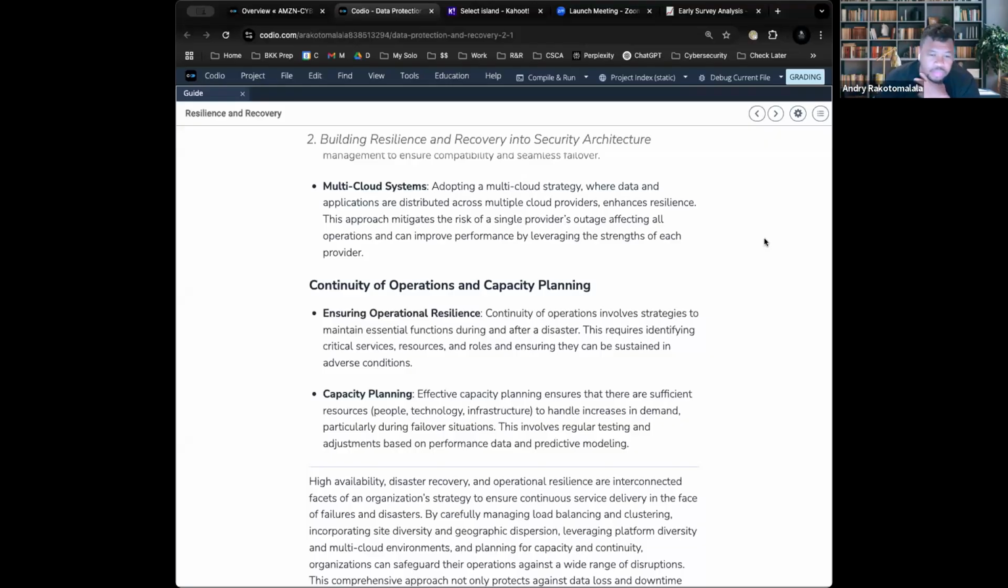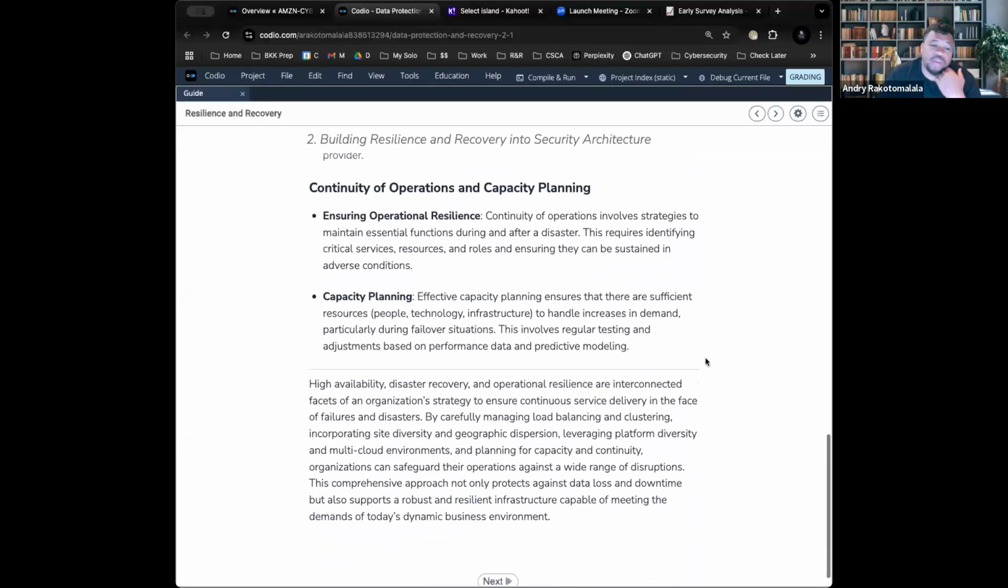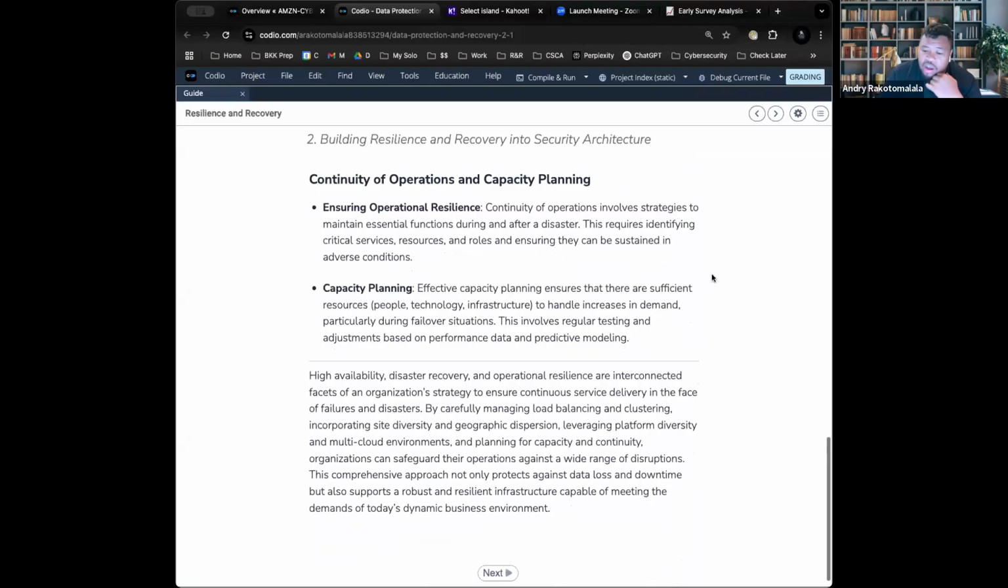Okay? And then continuous operation capacity planning. All that means is that we continue to look at our resilience program and where things can improve. And we start with the end in mind, meaning that we don't build for the now, we build for the future. So whenever you build your own infrastructure, even if it's at home, you should build it with the concept of we're going to expand. We're going to get more computers.